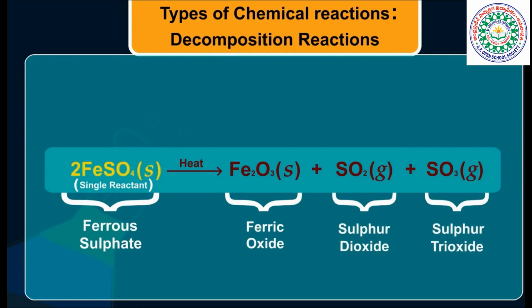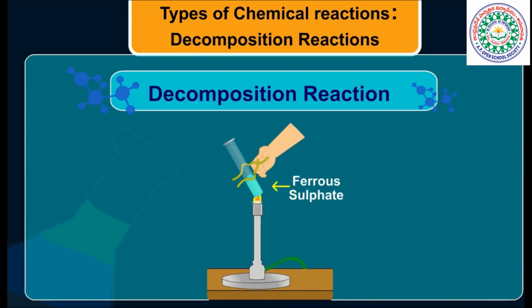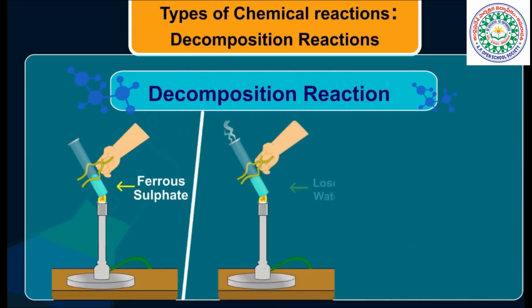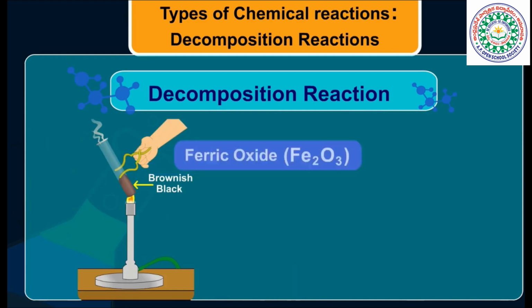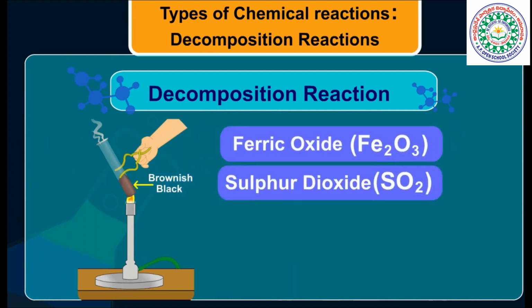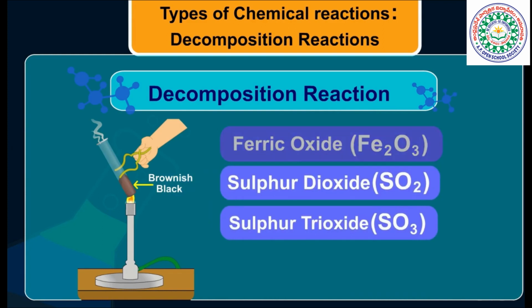Ferrous sulfate crystals, FeSO4·7H2O, lose water when heated, and the color of the crystals changes. It then decomposes to ferric oxide, Fe2O3, sulfur dioxide, SO2, and sulfur trioxide, SO3. Ferric oxide is a solid, while SO2 and SO3 are gases.